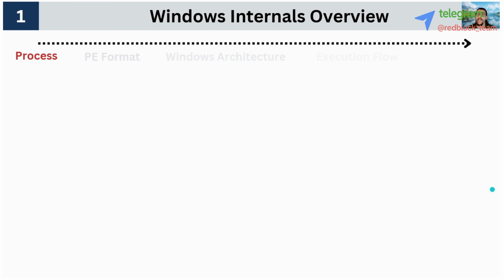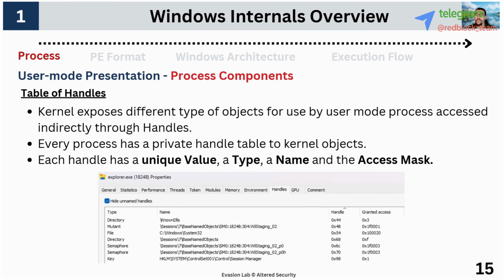Now let's take a look at the table of handles. In Windows, the kernel exposes various types of objects for user mode processes, such as files, events, directories, mutexes, and registry keys. However, user mode processes cannot directly access these kernel objects. Instead, they interact with them indirectly through handles, which act as references or pointers to the underlying kernel objects.